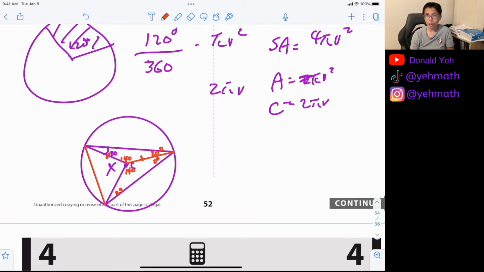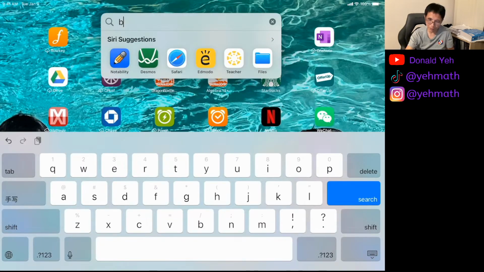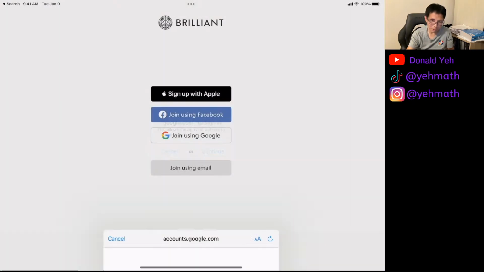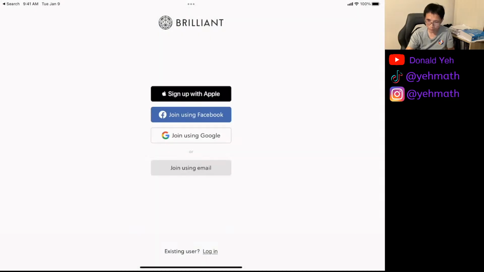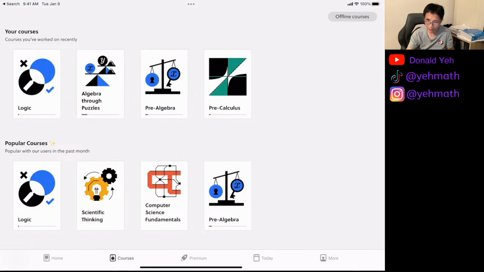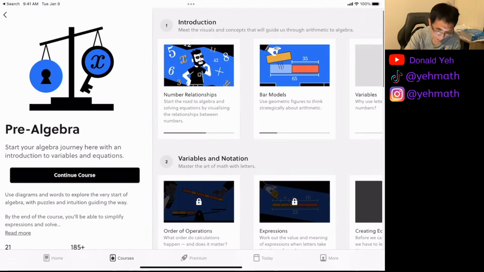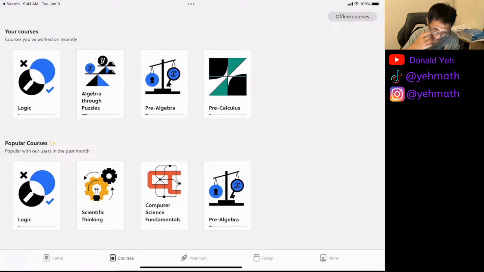When I taught geometry like this, I usually present questions. The subscription is kind of expensive, but you can learn everything here, and I thought this is one of the best. Actually, brain teaser.